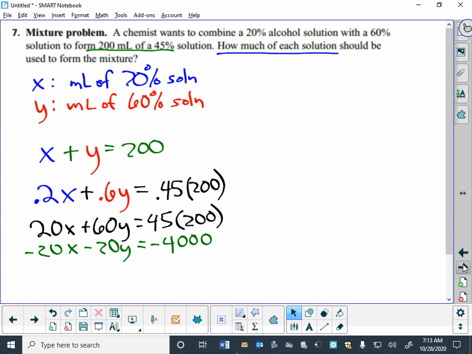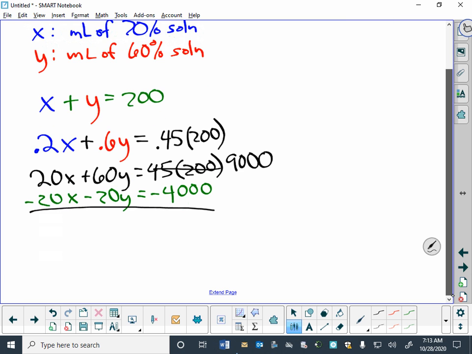Okay, so this is 9,000. And if I add those two equations together, my x's are going to go away. I'm going to be left with 40y equals 5,000. And so if I divide both sides by 40, I'm going to get 125. That was y. Y, remember, I defined to be my milliliters of the 60% solution.